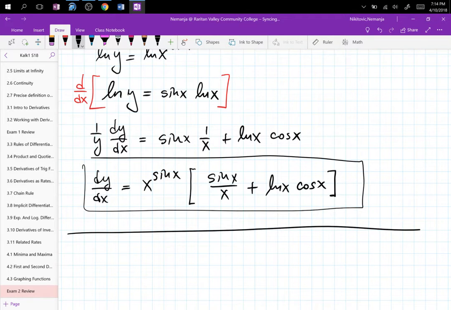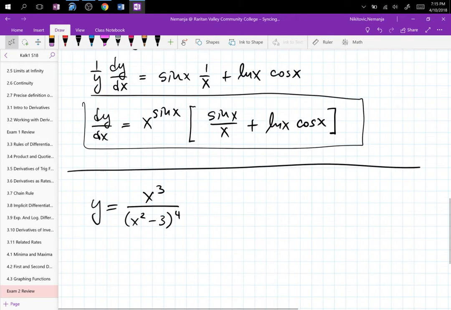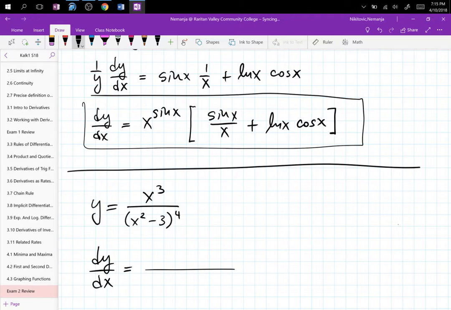So, y equals x cubed over x squared minus 3 to the 4th, and we want to find the tangent line. To find the tangent line, we are going to find the first derivative, so you can write y prime, but it's better if you write dy dx. We can use the quotient rule on this one.